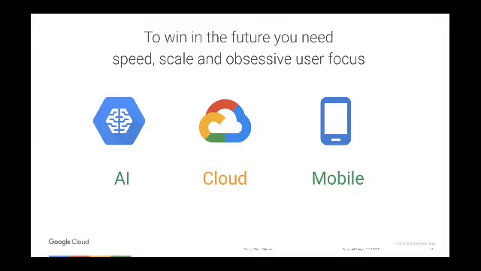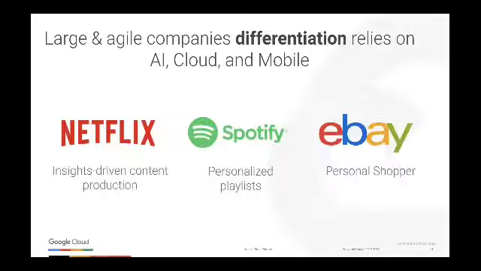Finally, I will go through a few industry applications for AI, cloud, and mobile. And basically that highlights the speed, scale, and the customer focus that you need to have in order to succeed in this space. Here are a few key customers like Netflix, Spotify with personalized playlists, and eBay with a personalized shopper. We'll pick a couple from the different industry verticals, and we can take a few use cases. Also, we have a lot of internal use cases like the YouTube recommendation engine. We can talk about that. That's about it for a teaser.